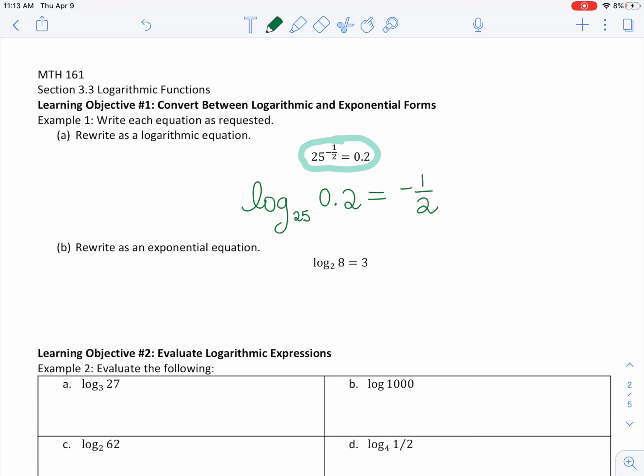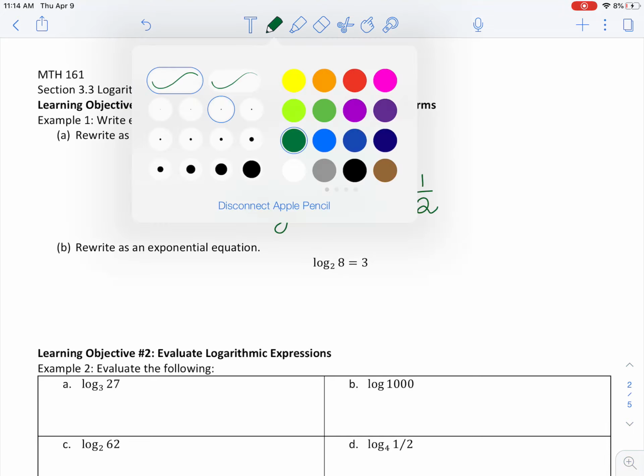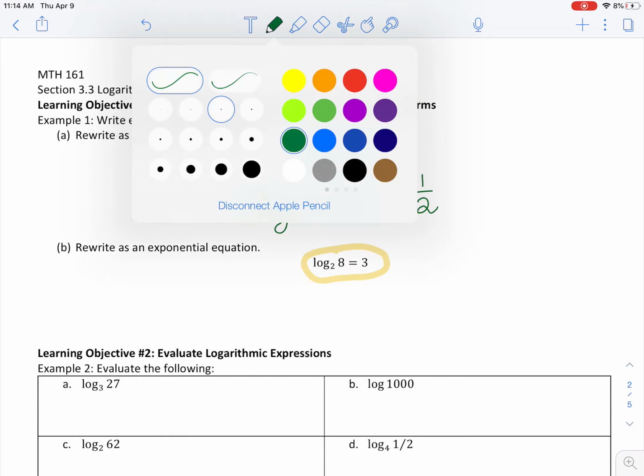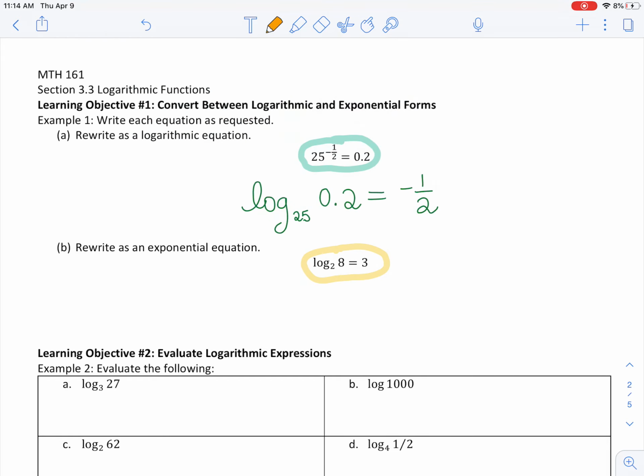Now let's try the other way around. Rewrite as an exponential equation. So this time we got a log expression. Log base 2 of 8 equals 3. Let's write that in what form? Exponential form. So what is the base? What is the base?